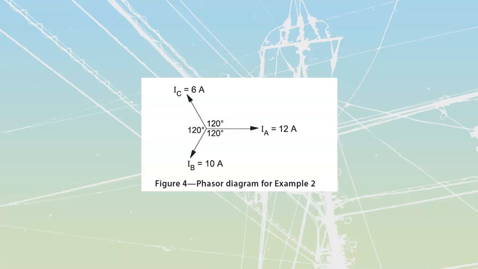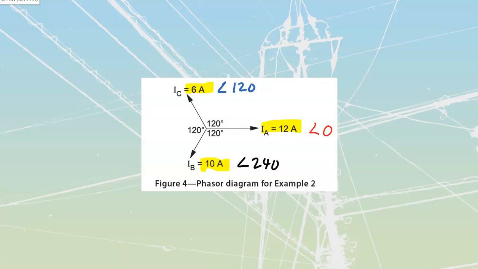If I take a look at my A line, it's 12 amps, and if I wanted to, I could place an angle off of that one at angle 0. It's my reference. If I take a look at my C line, it's 6 amps, and I can place an angle off of that one of 120. And if I take a look at my B line, it's 10 amps, and I can place that one at its angle of negative 120, or we're going to go with 240 at this point. So these are the values that I'm going to add together. 12, angle 0, 6 at 120, 10 at 240.